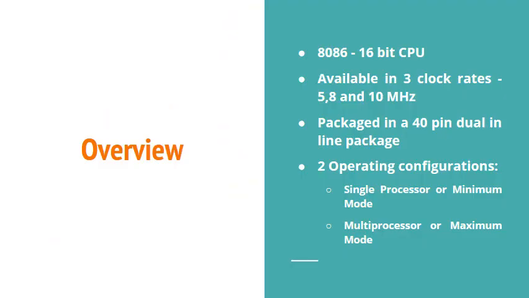First, let's see an overview of the 8086 microprocessor. The 8086 microprocessor is a 16-bit CPU and it is available in 3 clock rates for the various versions, which are 5, 8 and 10 MHz. It is packaged in a 40-pin dual inline package and it has 2 operating configurations: single processor or the minimum configuration mode, and multiprocessor or the maximum configuration mode.